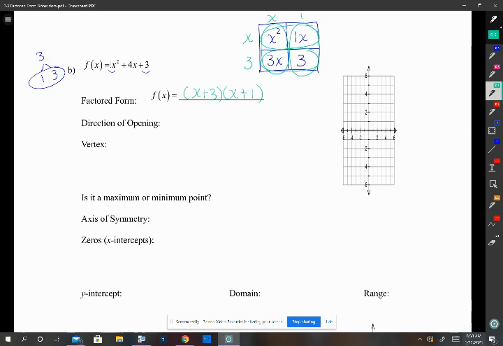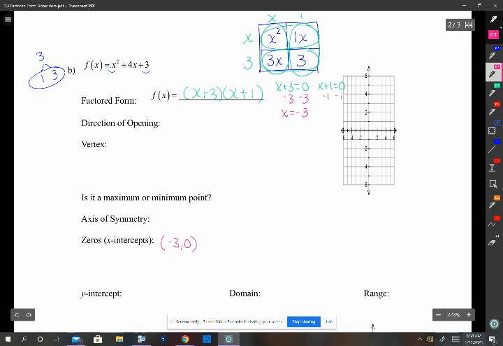And so if I want to know what the zeros are, then I have to set those equal to 0. And again, zeros or x-intercepts, however you want to say it, it's the same thing. So we subtract 3 from both sides, so we get x equals negative 3. So when we look at our zeros, we've got negative 3, 0. And then negative 1, or we subtract 1 from both sides because it's plus, and so we get x equals negative 1. And so we've got negative 1, 0.